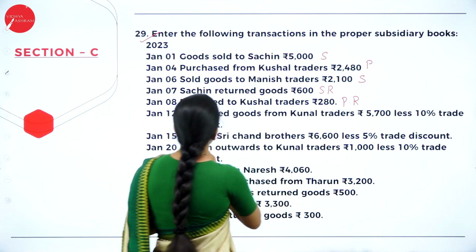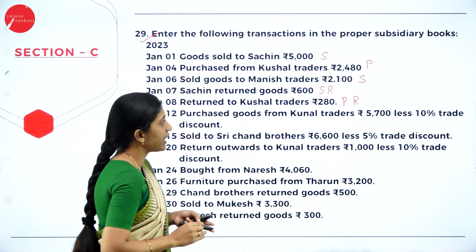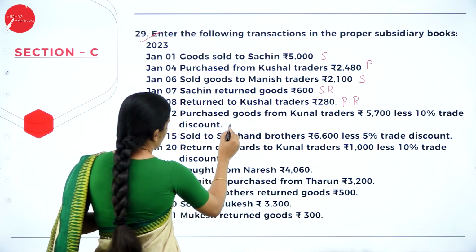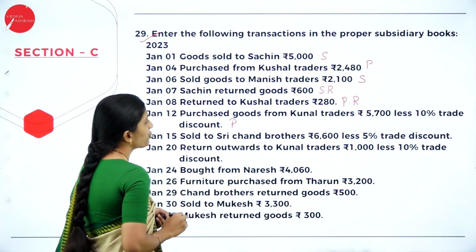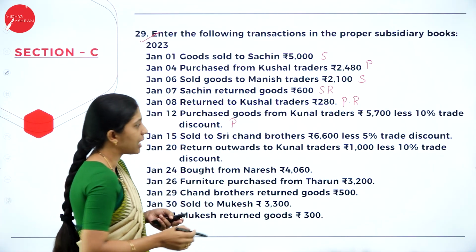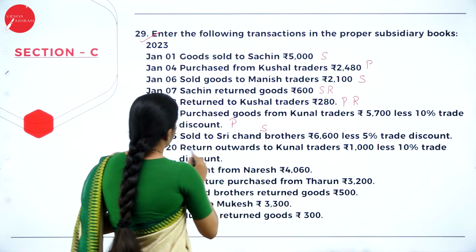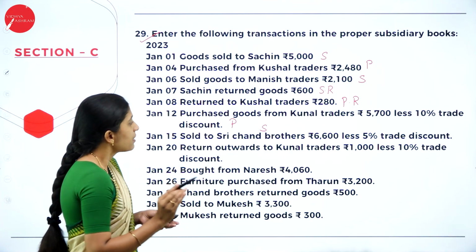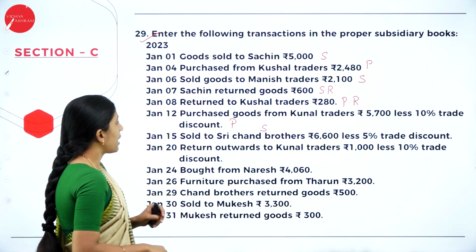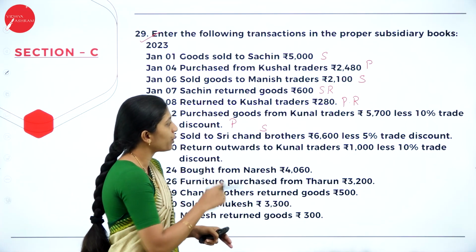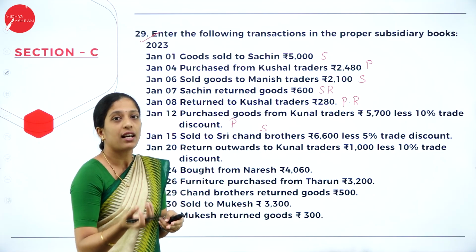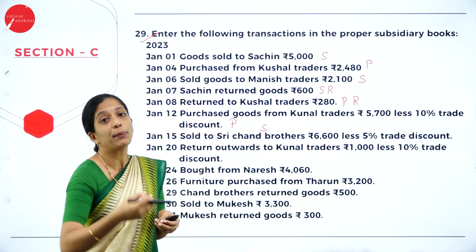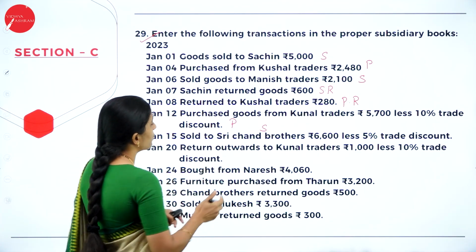So purchase return. Purchased goods from Kunal Traders and we have trade discount, so it is purchases book. Sold to Sri Chand Brothers, less trade discount. This is sales book. Next, return outward to Kunal Traders. Return outward means what? Purchase return. Now, your 20th transaction is return outward to Kunal Traders. So when we return goods back, if we purchased, correct? So it is purchase return.